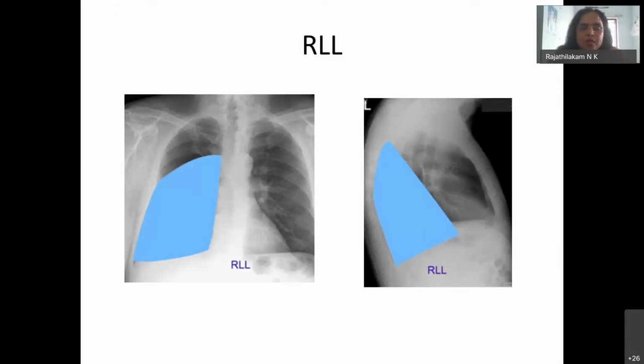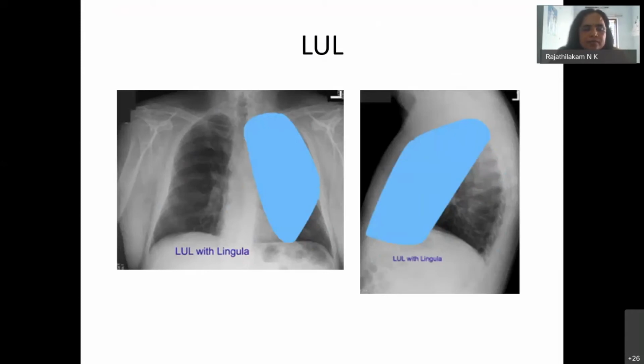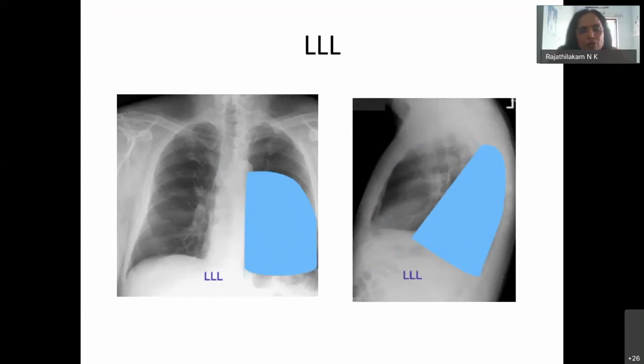Here is the right lower lobe, and in the lateral position, the right lower lobe here. Next slide. Left upper lobe with the lingula. This much portion is the left upper lobe with the lingula, and here in the lateral position, the left upper lobe with the lingula is this much. And left lower lobe. We have to identify the lesions, where the lesion is, so we have to know the position of the upper lobe, middle lobe, lower lobe, etc. So the left lower lobe position is this much, and left lower lobe in the lateral view is this. Next, please.